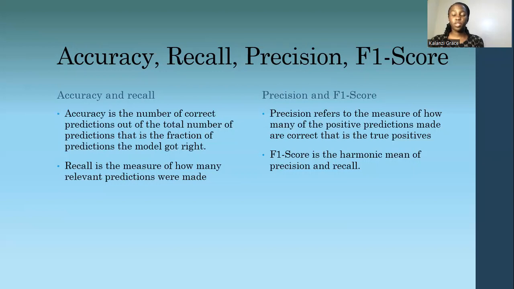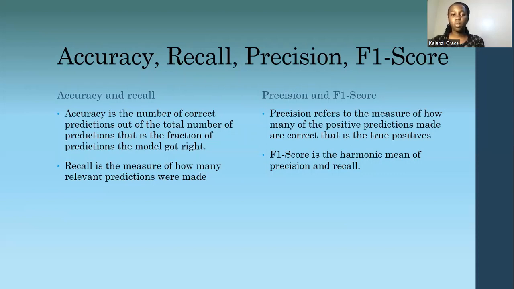Then precision is a measure of how many of the positive predictions made are correct. Because a prediction can be made and it's positive, but not necessarily correct. It can be in line with what you want, but is it actually correct? So the measure of how many of these positive predictions are actually correct, that's what we call precision.